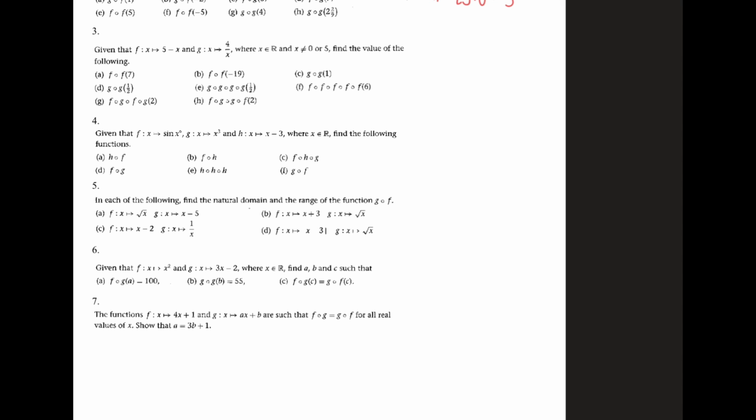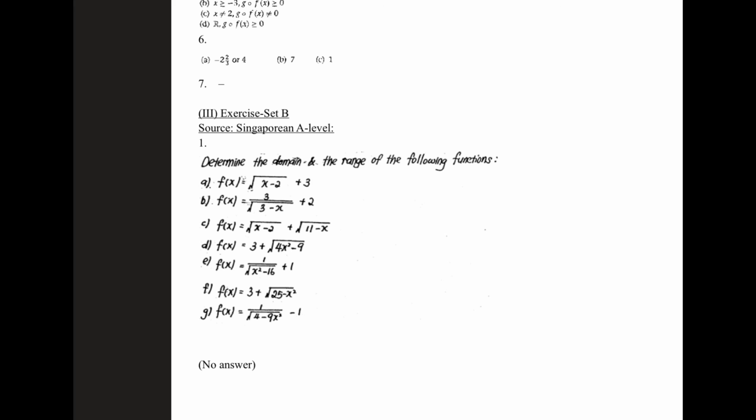Okay, now let's move on. So let's highlight one question here. Now this question: determine the domain and range of the following functions. Let's say A. So how to determine the domain? Like what I told you, the x minus 2 in the square root must be positive. Then we get x more than or equal to 2. This is the domain.